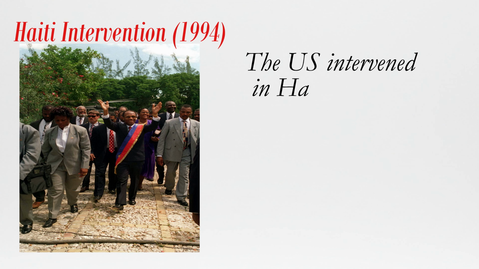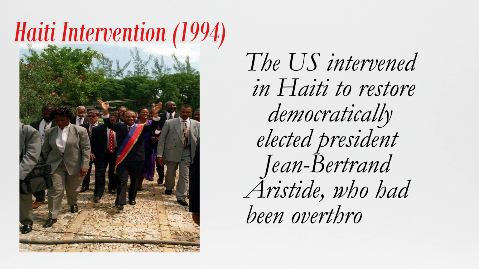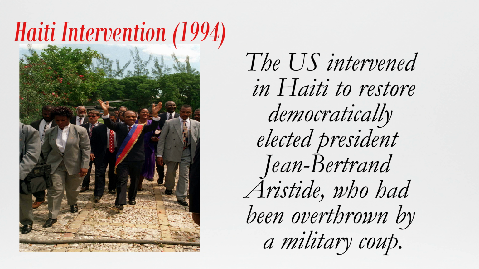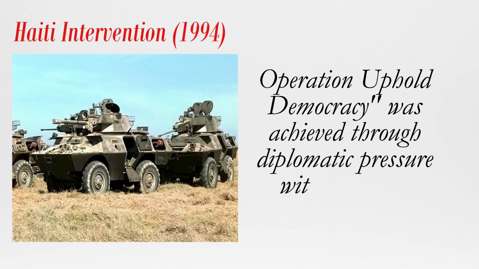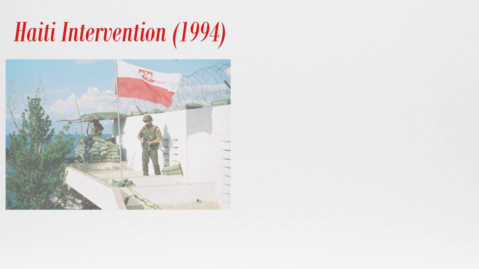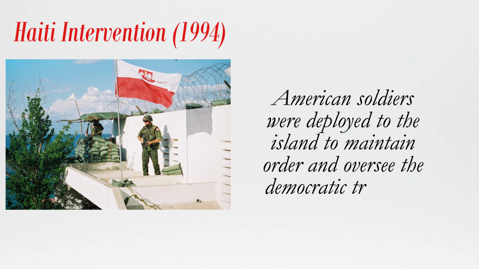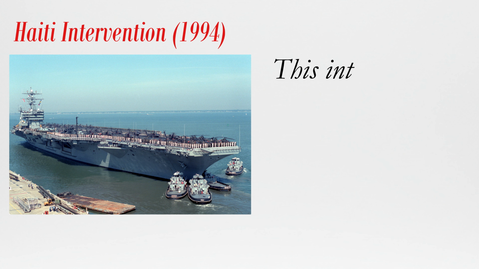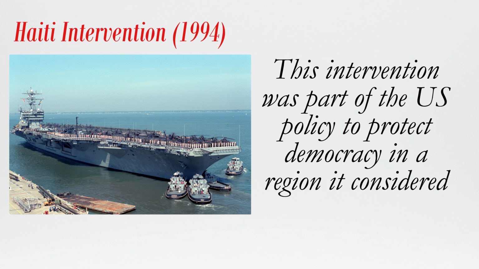The US intervened in Haiti to restore democratically elected President Jean-Bertrand Aristide, who had been overthrown by a military coup. Operation Uphold Democracy was achieved through diplomatic pressure without major conflict. American soldiers were deployed to the island to maintain order and oversee the democratic transition. This intervention was part of the US policy to protect democracy in a region it considered its backyard.